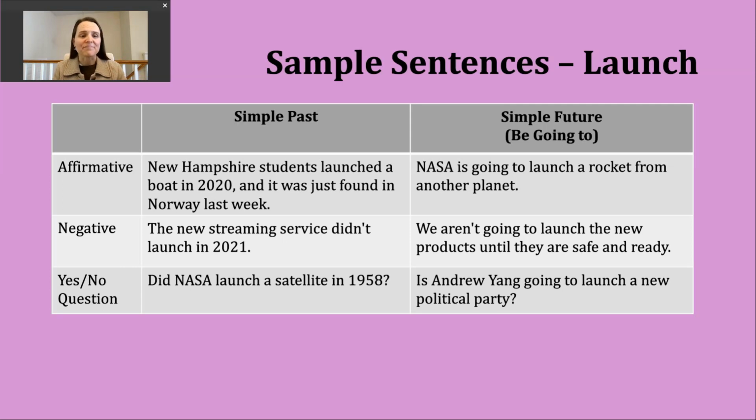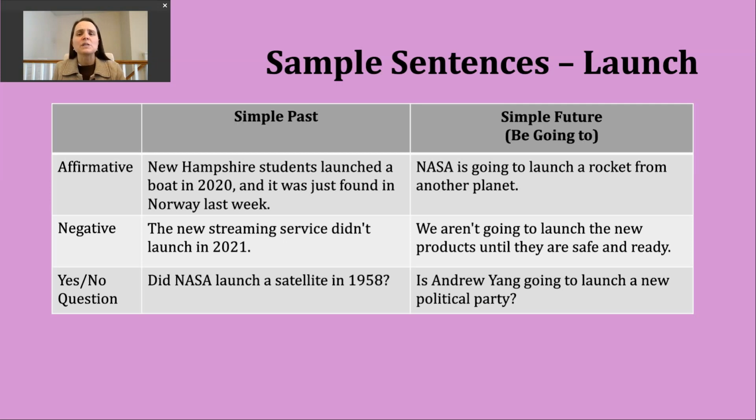An example could be, did NASA launch a satellite in 1958? So in all three of my examples, you can see those past tense time signals, so known points in the past. I want to note though, you won't always see those when you're reading. Sometimes it's implied as part of a longer text, or maybe it's implied as part of a conversation that you're having with someone else. Now let's move on to the simple future.